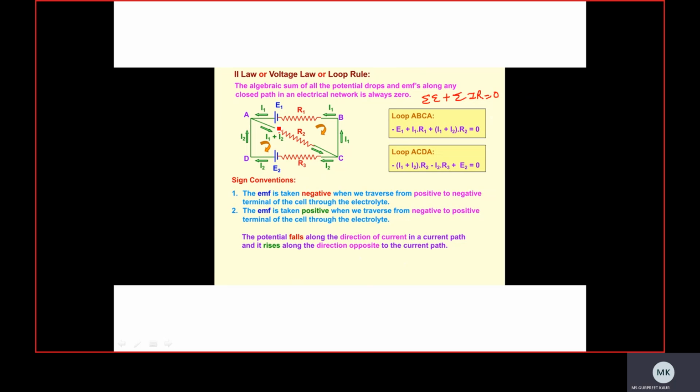Now, in an electrical network, current will be flowing. See the directions of current. This is cell E1. From the positive terminal of the cell, current I1 starts. At point A, the current I1 arrives. See another cell E2. From the positive terminal of the cell E2, current I2 starts. So current I2 is reaching point A, and current I1 is also reaching point A.